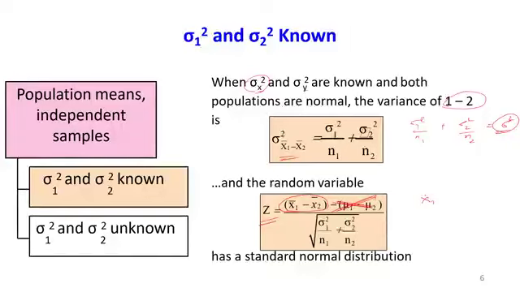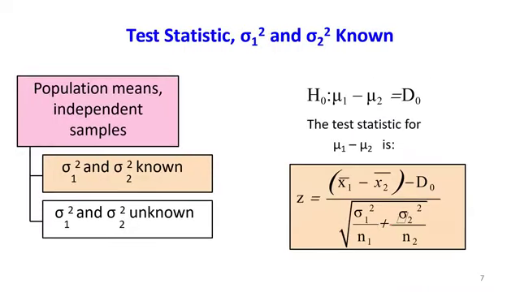Just take the numerator as x1 bar minus x2 bar. That's all. Divided by this variance. In the denominator, we are taking the standard deviation. That's the reason we are taking the square root of this particular variance. So this is the formula. Just remember that there is a formula to calculate the test statistic for this particular scenario.